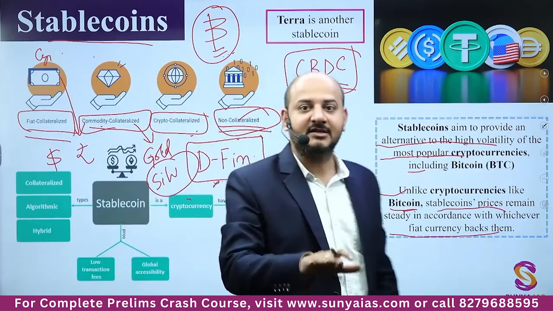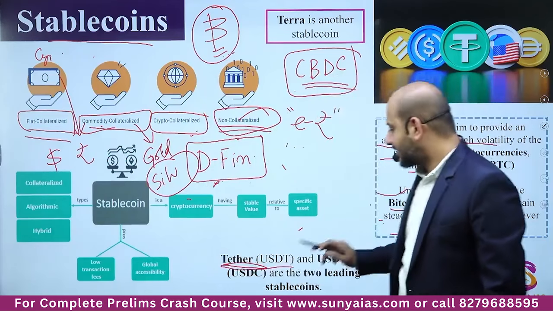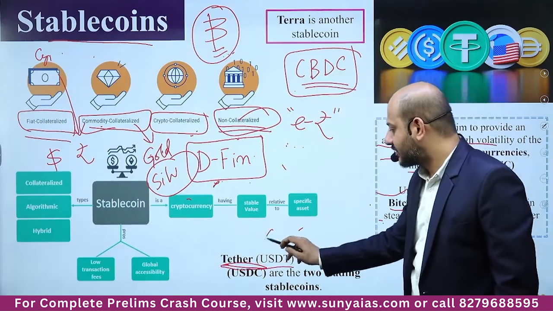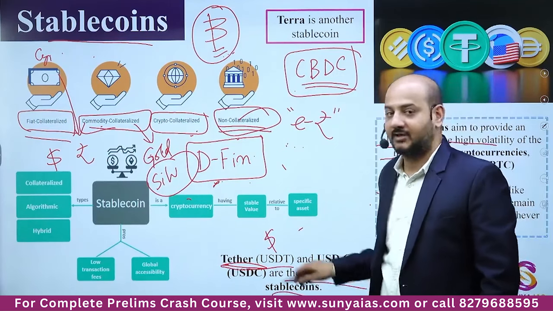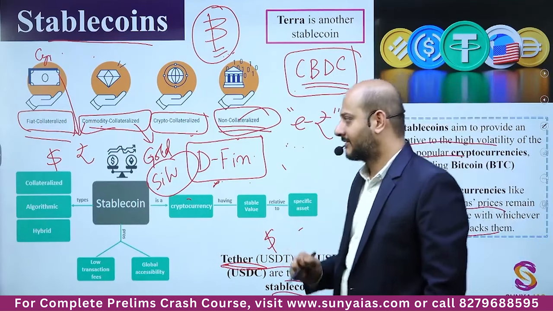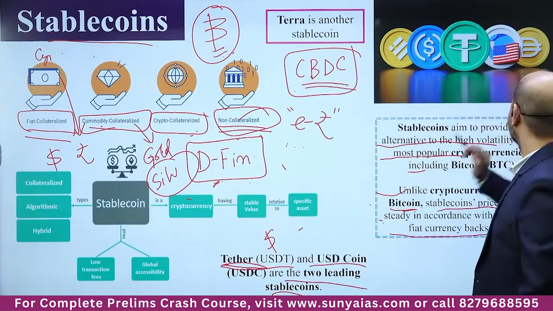Central bank digital currency. Okay, we have Tether, USDT. It is collateralized with US dollars. And USD Coin are the two leading stable coins right now. Their price fluctuation is not that high. Okay, so hope you understand this.